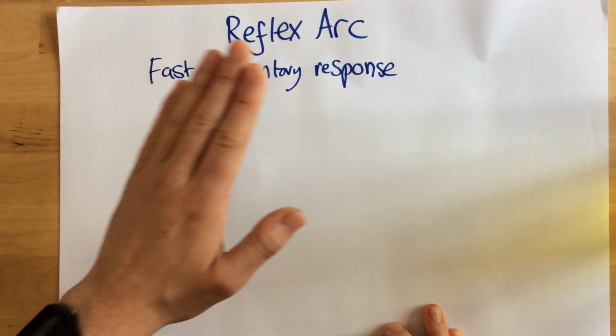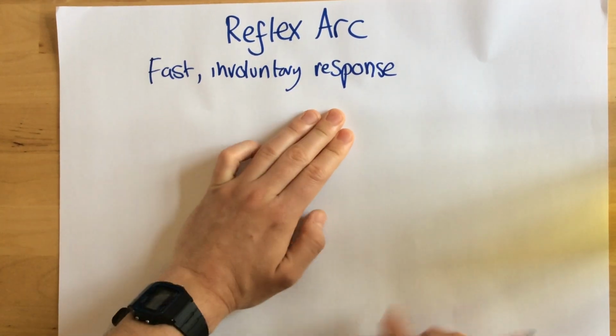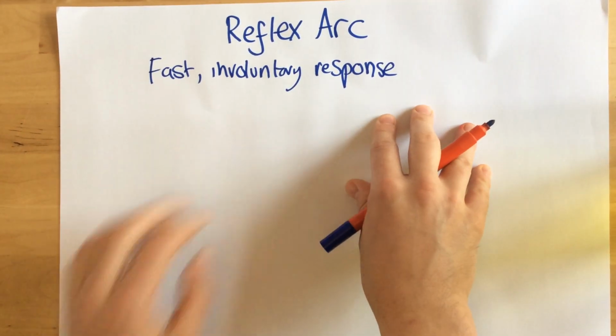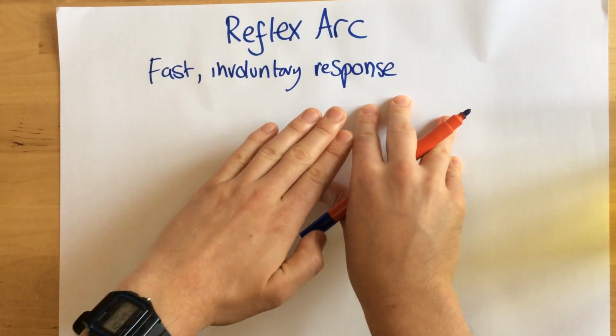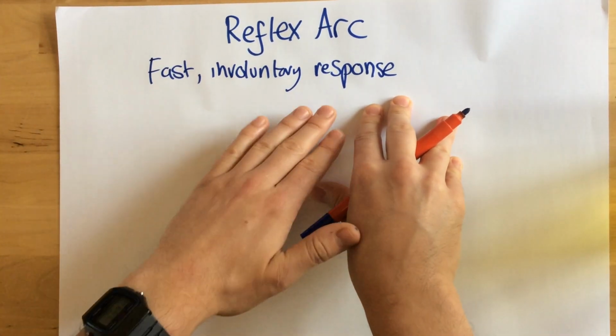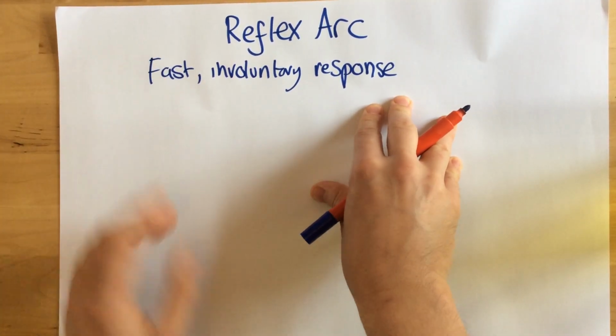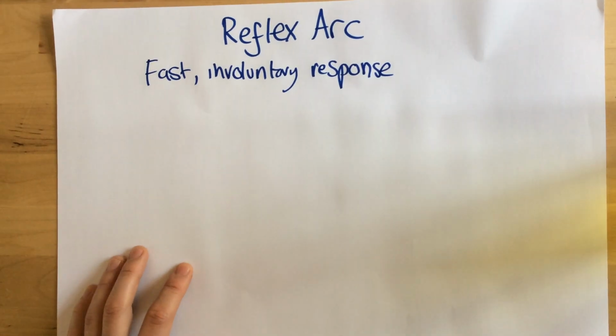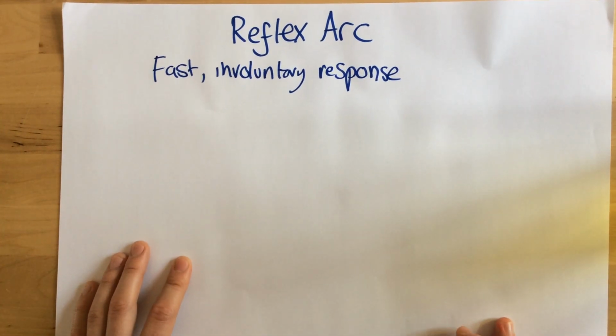Of when if I accidentally put my hand on the rings of a hot hob. So if I imagine the hob was on and I accidentally put my hand on it, my hand pulls away without me even having to think about it. So it's a really, really rapid, quick response. Now we're going to see what is going on in the nervous system in order for that to happen.